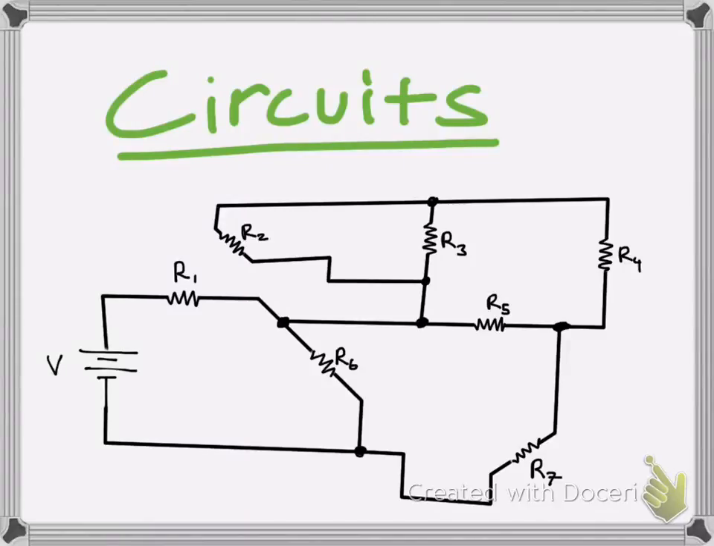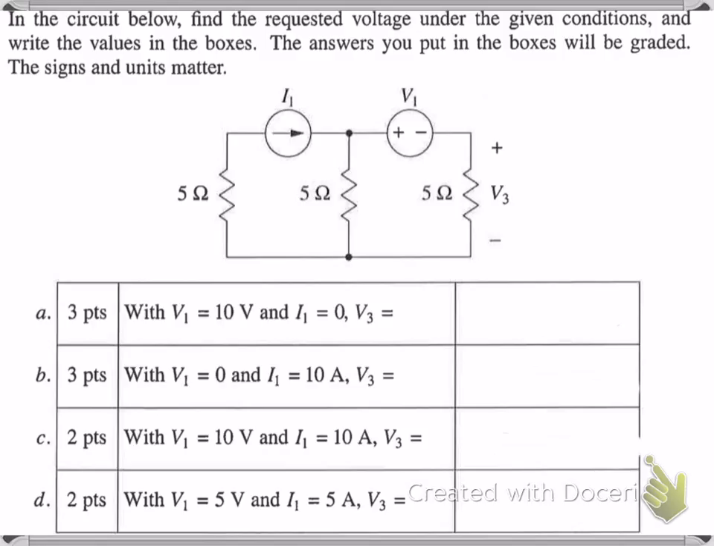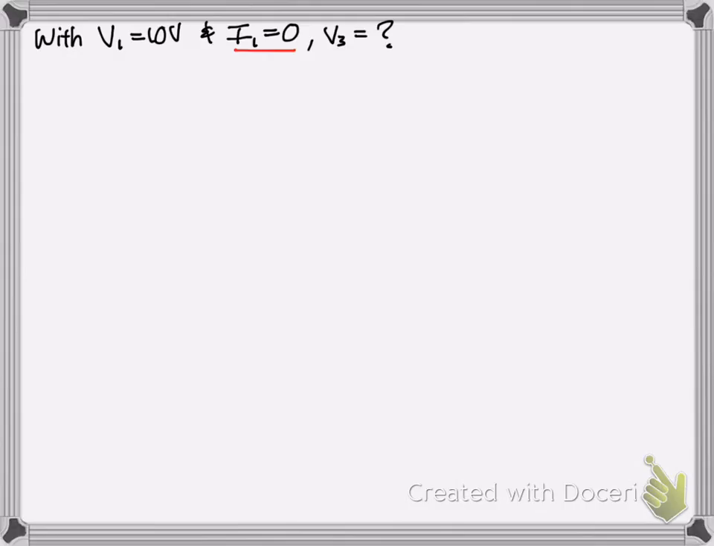Hello YouTube, today we're going to be looking at a circuit involving different voltages and current source magnitudes. So you have the same circuit but just using different values for the battery and the current source. So we're going to take a look at how to solve this problem systematically. So here is part A.